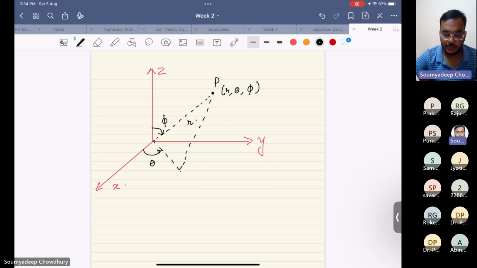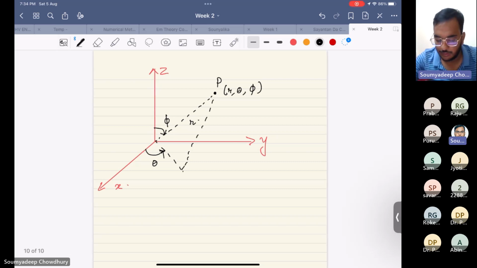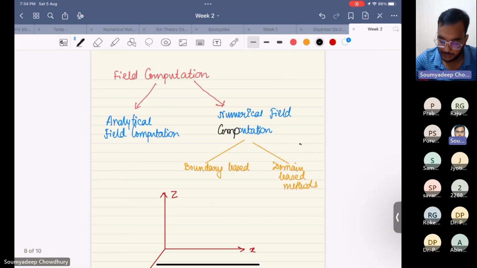It is very difficult to imagine in 2D. You have to see some videos on YouTube. They will be available and will show you through animation the difference between these two angles, theta and phi. Theta is called the polar angle and phi is called the azimuthal angle. Okay, so these are the different coordinate systems.